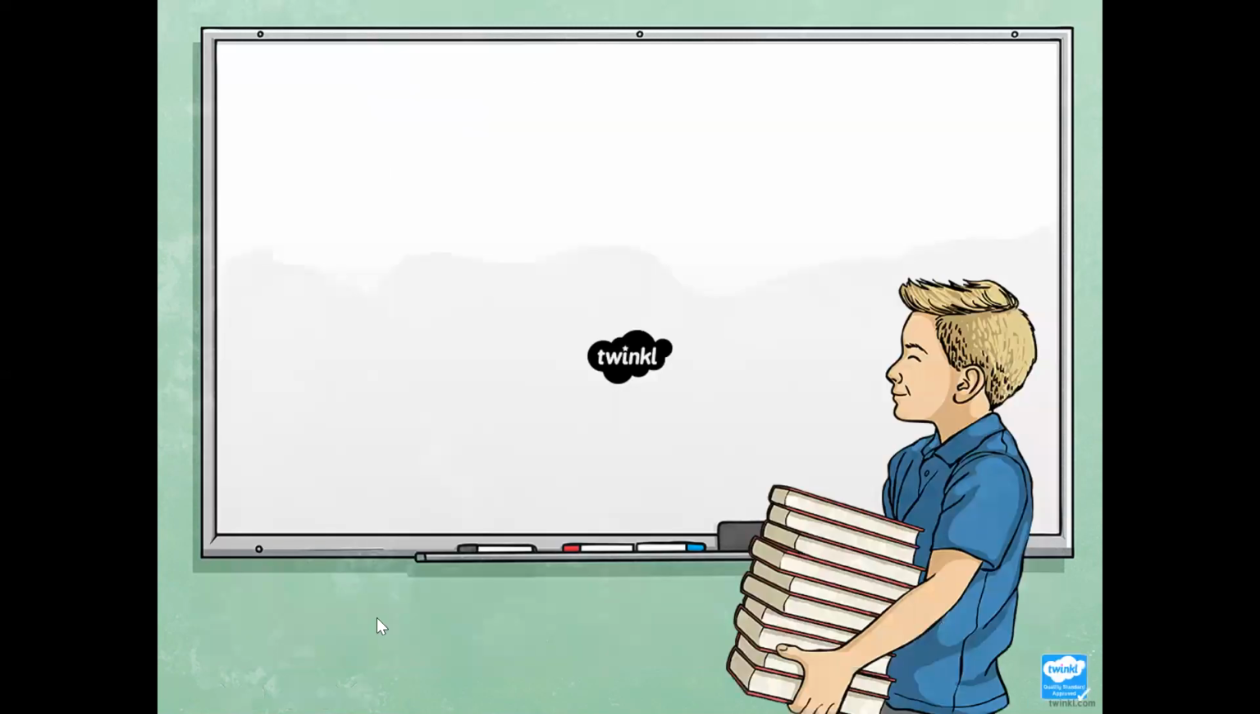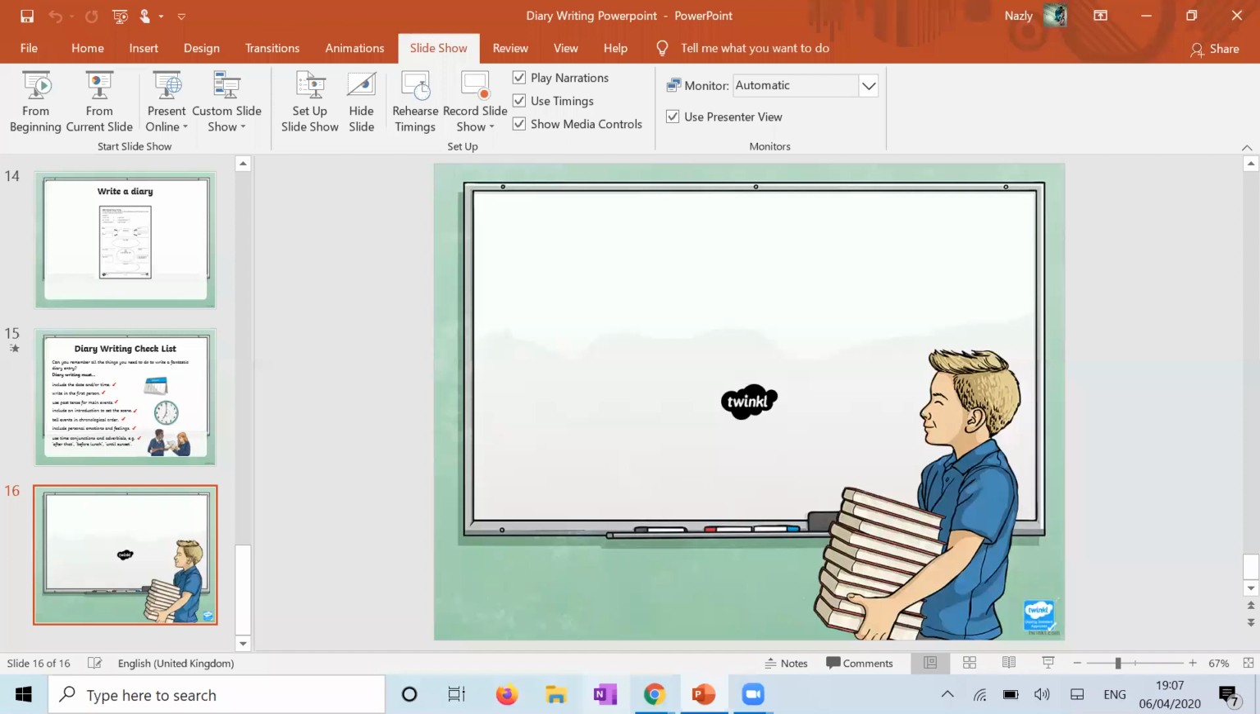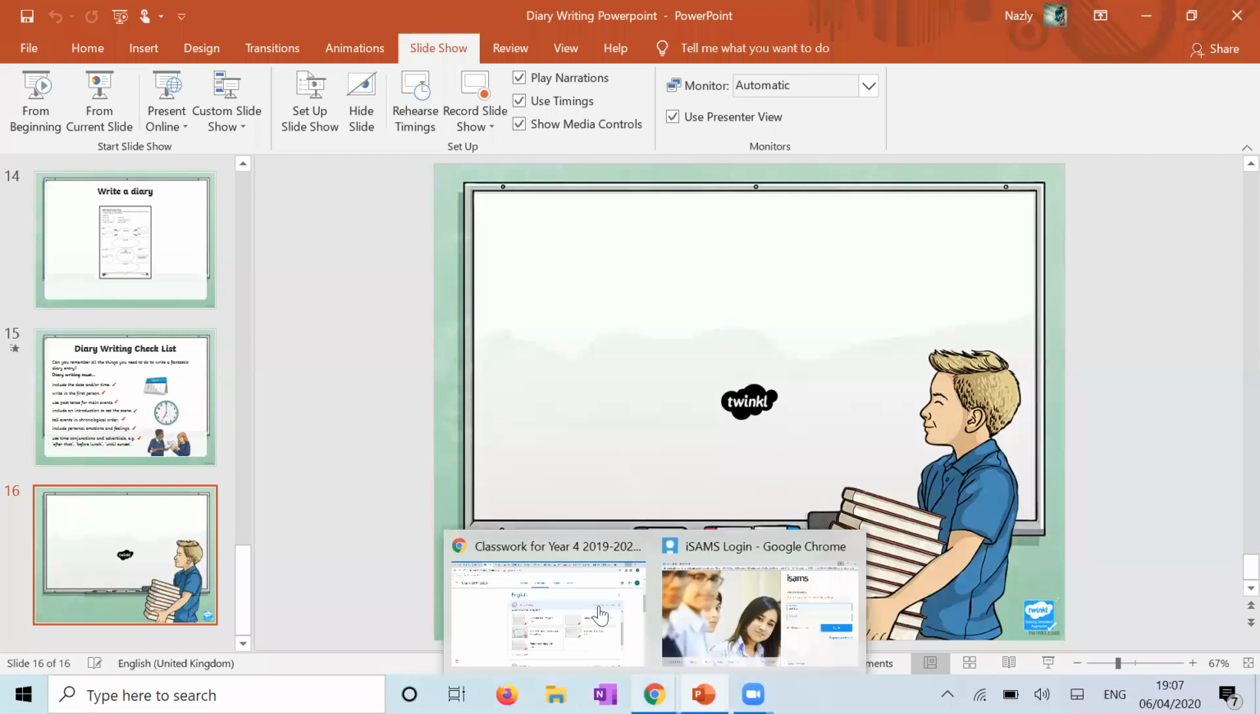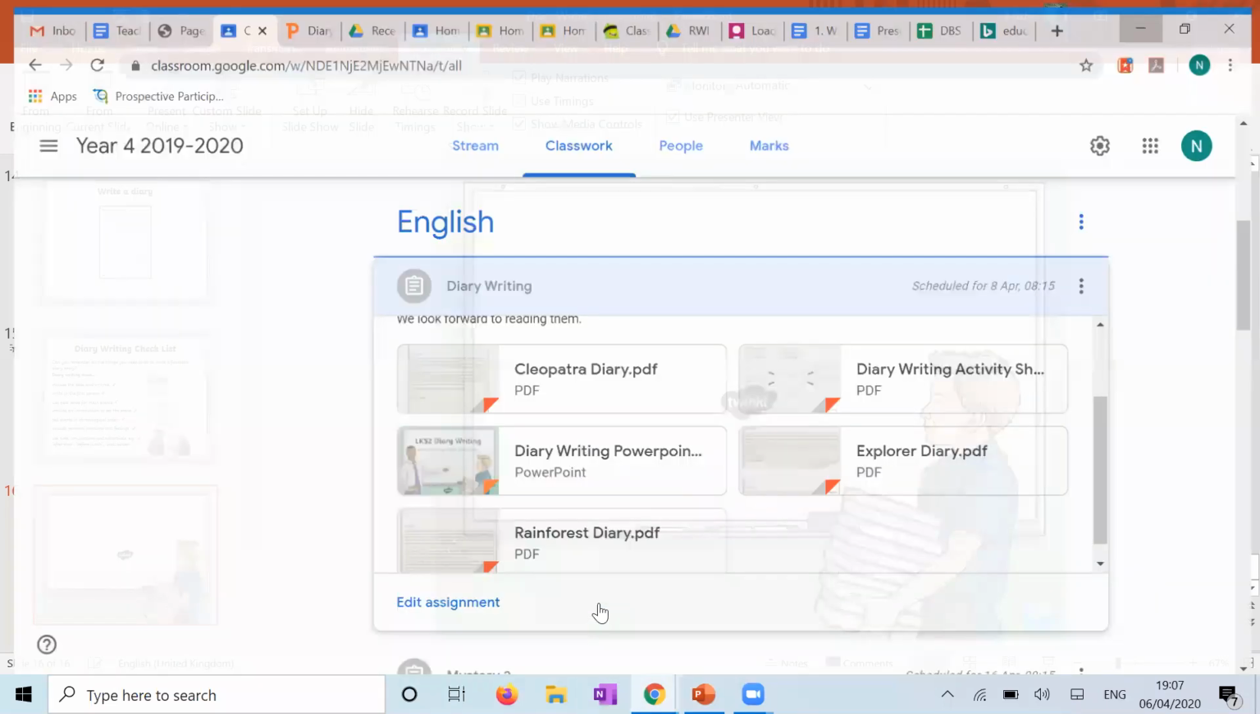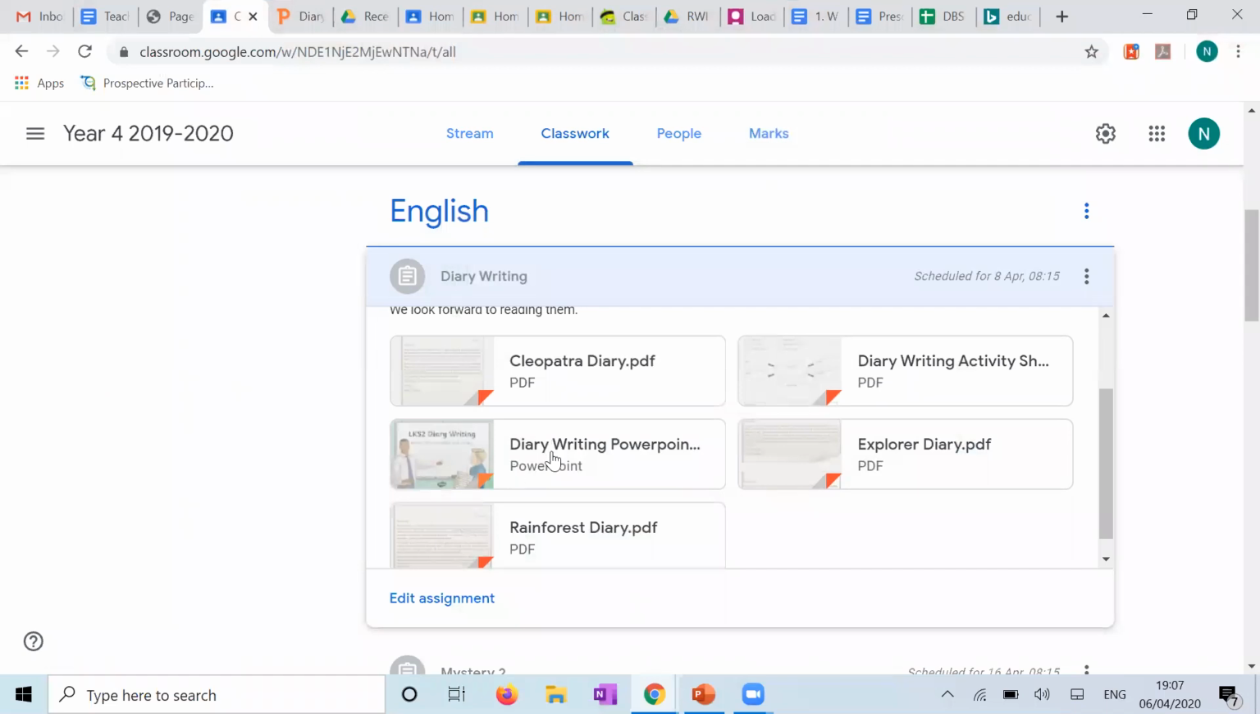Right, I'm just going to come out of here so that we can have a look at the classwork and the other sheets that go with it. So this is the diary writing PowerPoint that I've just been through. You can have a look back at that anytime you want. When you download it, it does open in a separate window. Make sure you open it in a separate window so that all the features work.